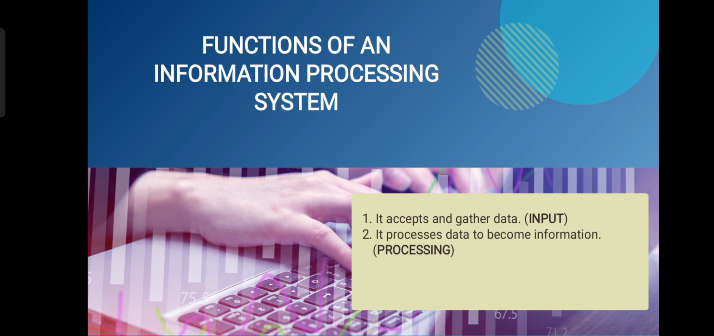So, an information system has 4 key functions. First, it accepts and gathers data. That is input. It processes data to become information. That is processing. And it stores data and information. That is store. And finally, it presents information. That is output.